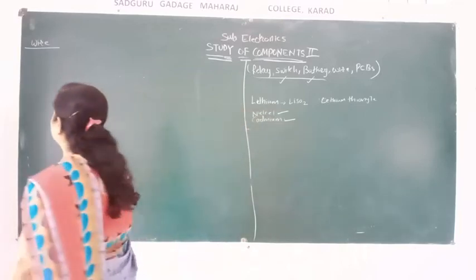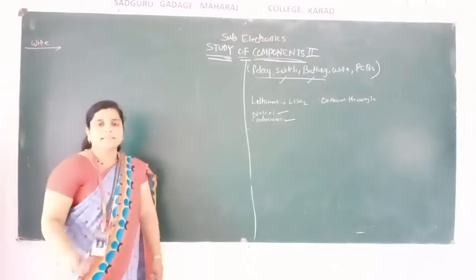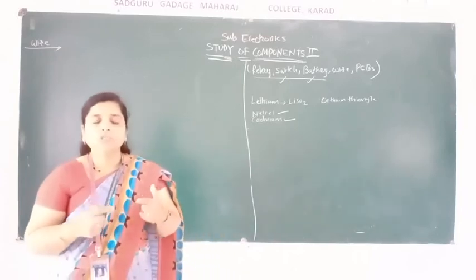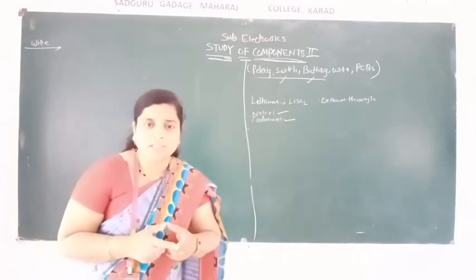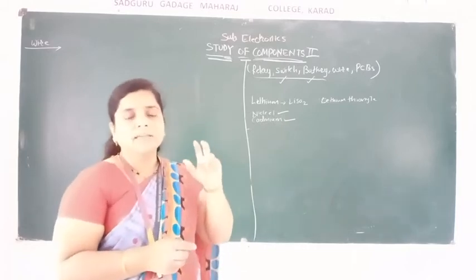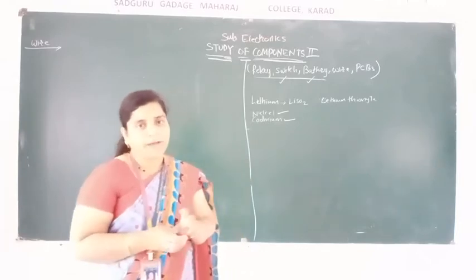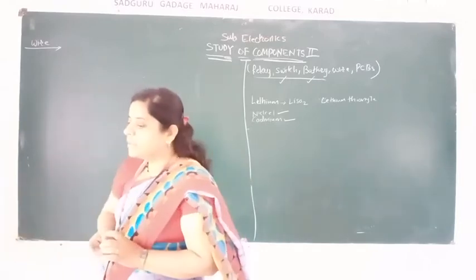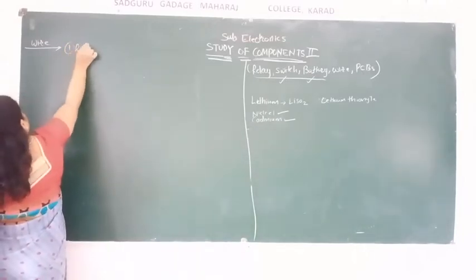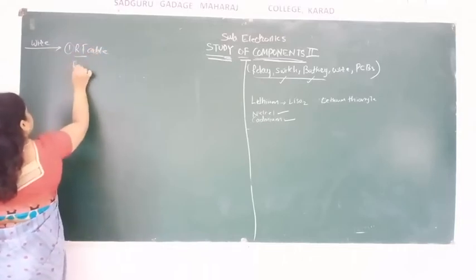Today we are going to see the wire. What is a wire? A wire is a component which is used to connect, or to solder, electronic components, or which is used in an electronic circuit. The component used to connect the circuit is called a wire. This wire may be an RF cable. What is RF? It is radio frequency.